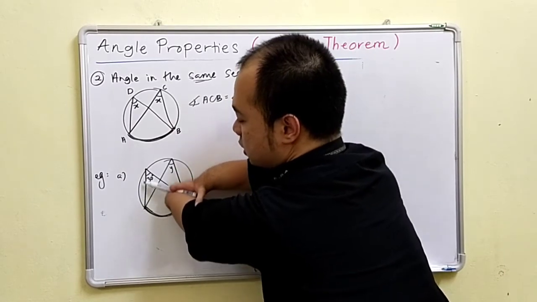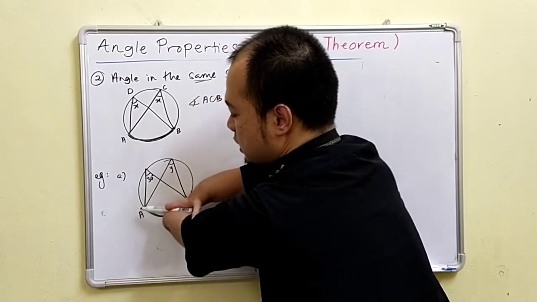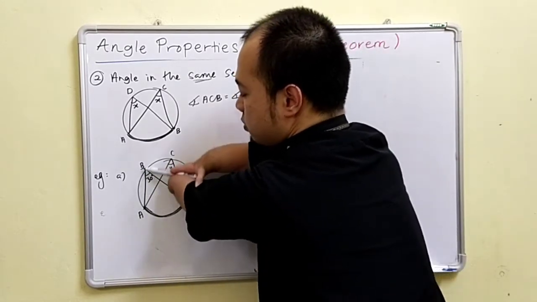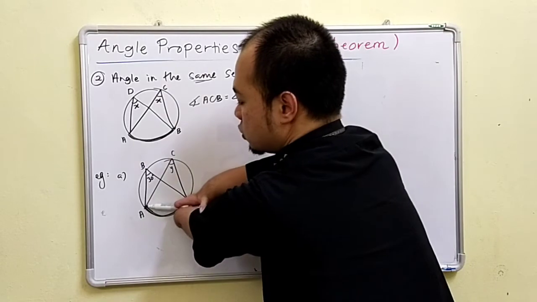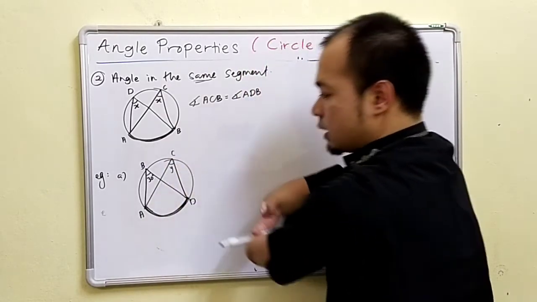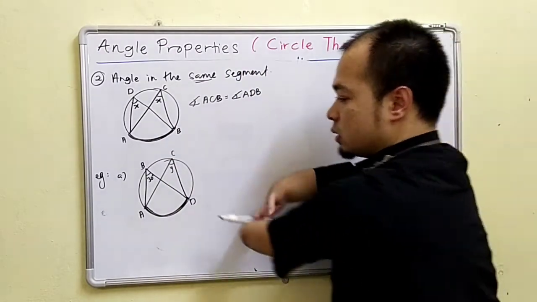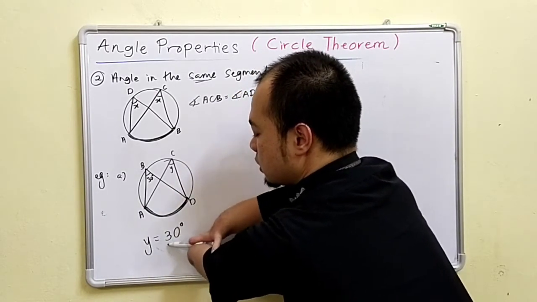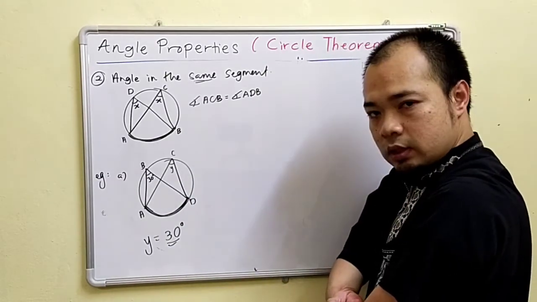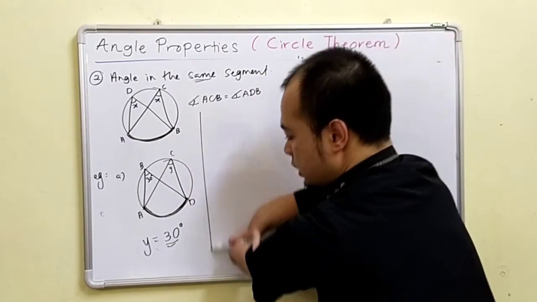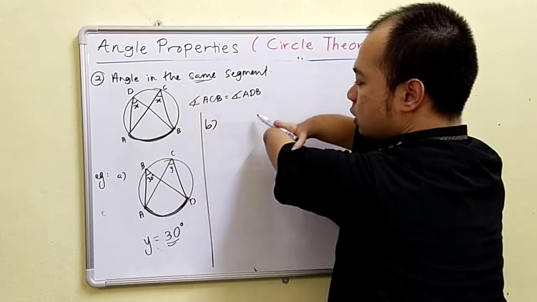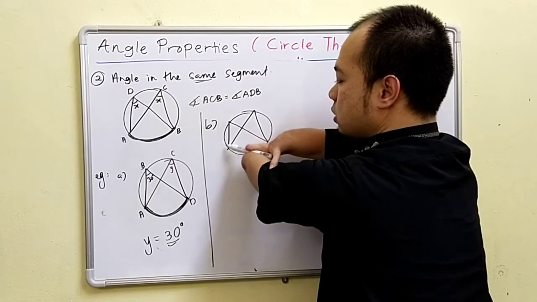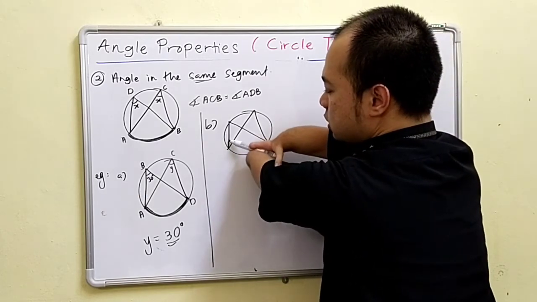Let's label A, B, C, D. Since ABD is 30 degrees, try to guess what ACD is. They are coming from the same segment. Yes, so the value of angle y will also be 30 degrees. What if they go the other way, instead of up here, down here?